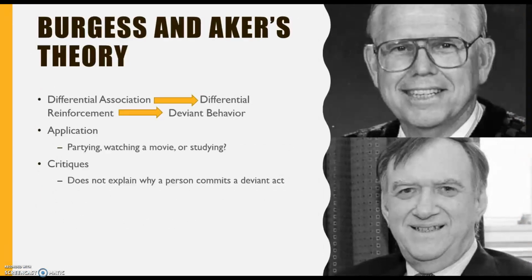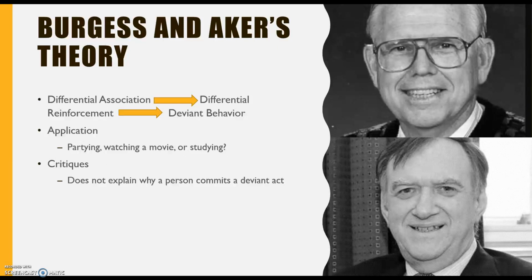Lastly, we have Burgess and Akers' theory, and they replace the term differential identification with differential reinforcement. And this said that a person will engage in deviant behavior if they find it more rewarding than normal behaviors. Take, for example, a woman who robs other people and she makes a lot of money and she's never caught, but she's making a lot of money and she knows that it is wrong.